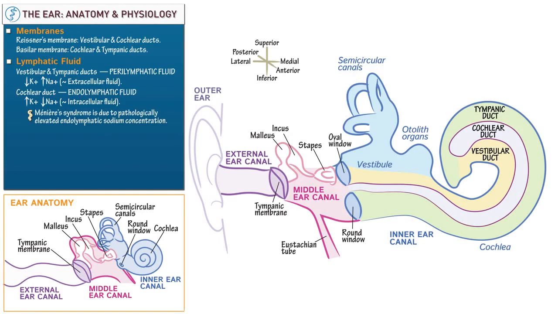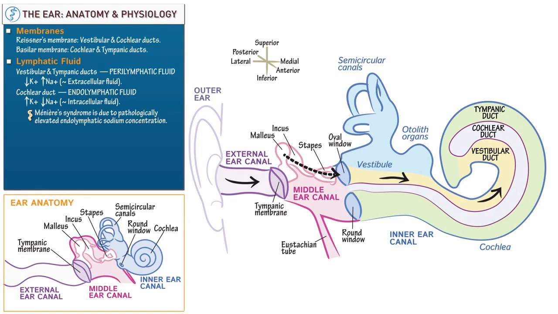Now let's address what occurs when a sound wave is detected. Indicate that when a sound wave enters the external ear canal, it vibrates the tympanic membrane. The tympanic membrane then transmits the wave through the ossicles, the malleus, incus, and stapes, and the stapes strikes the oval window. When the oval window vibrates, a fluid wave passes through the vestibule and the vestibular duct.